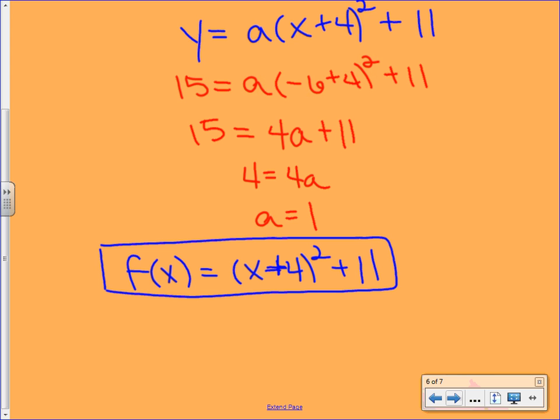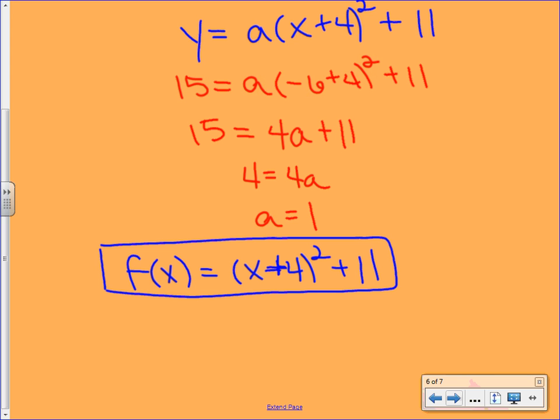Wait, so you just brought 4 over to the a. Maybe -6 plus 4 squared. Well, because this is a times 4, oh, right? Yeah. So it's easier to write 4a. Yeah. Any questions?